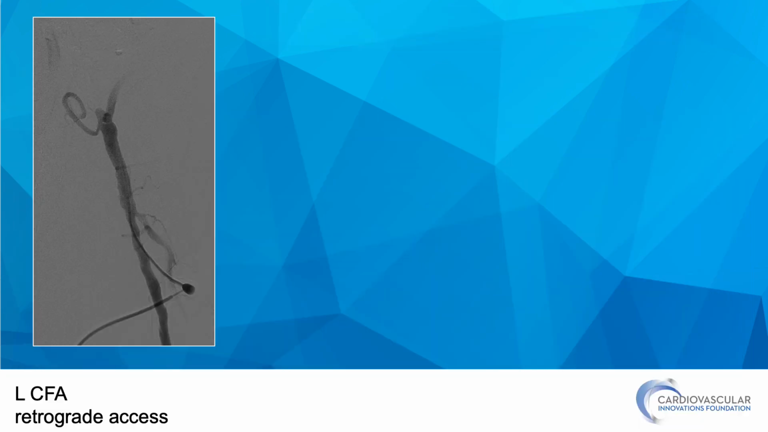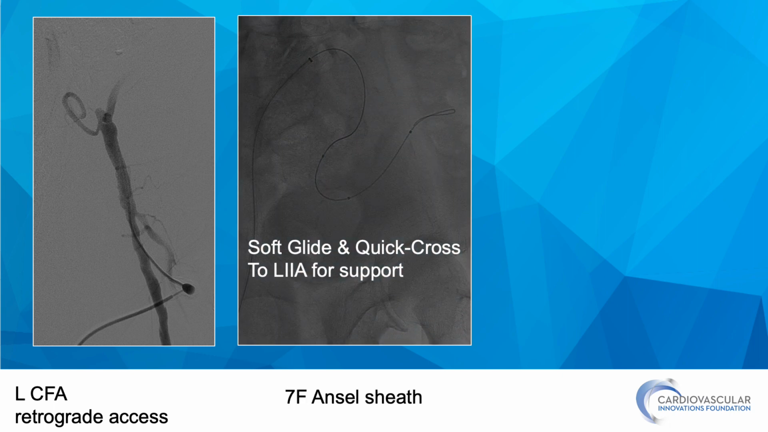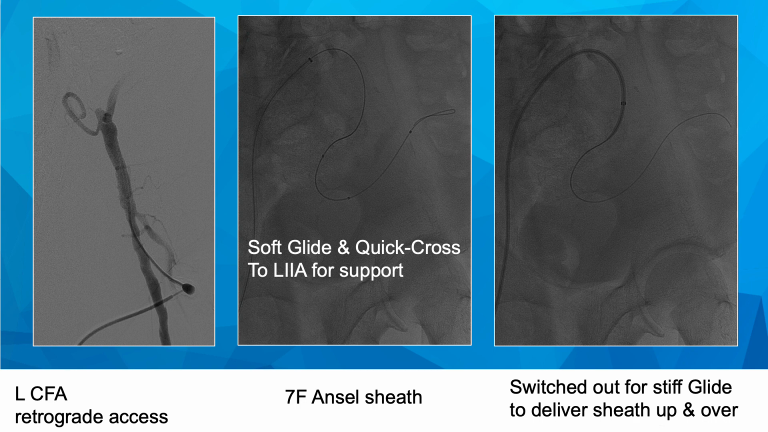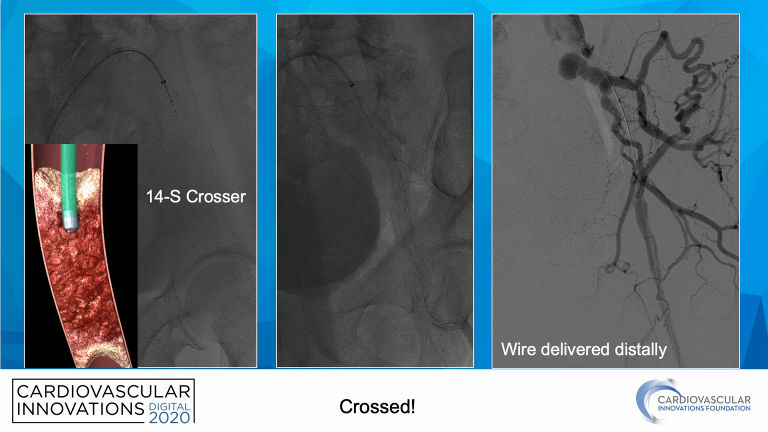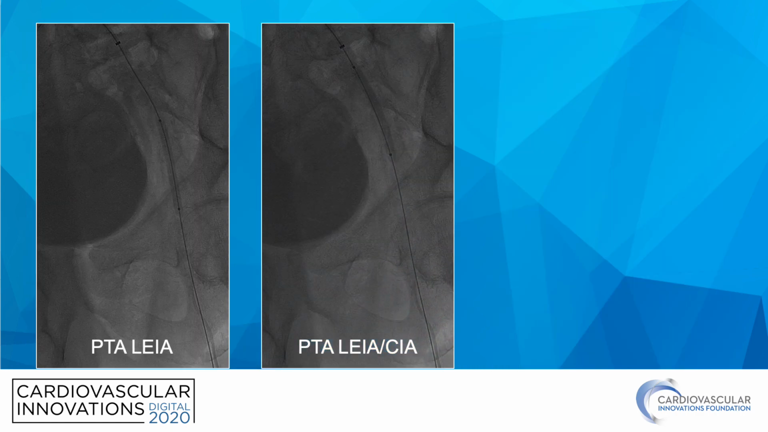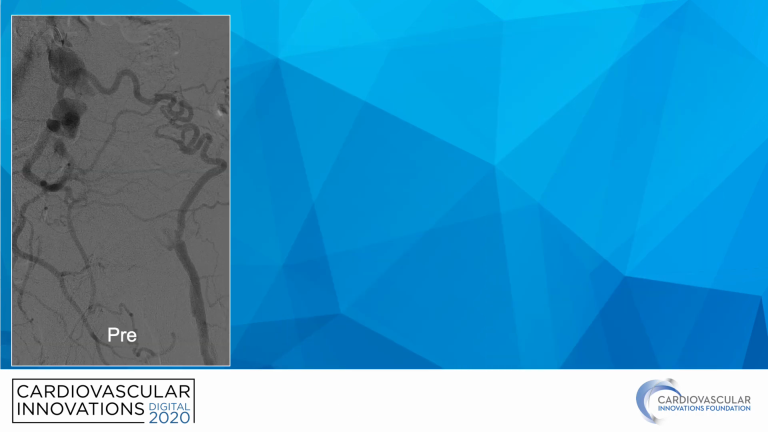So in this particular case, we did secure a 4 French sheath in a retrograde fashion on the left, but we're able to deliver a soft glide wire and a support catheter into the hypogastric, then switched out for a stiff glide wire to deliver a French sheath up and over the horn. That then allowed us to deliver a 14S crosser, fortunately, through the true lumen of the occlusion into the SFA. This was then followed by balloon angioplasty and stenting with a very nice angiographic result.